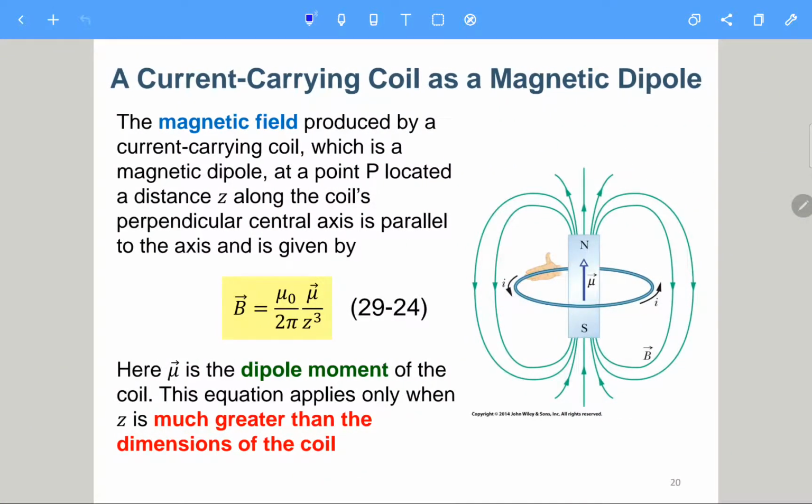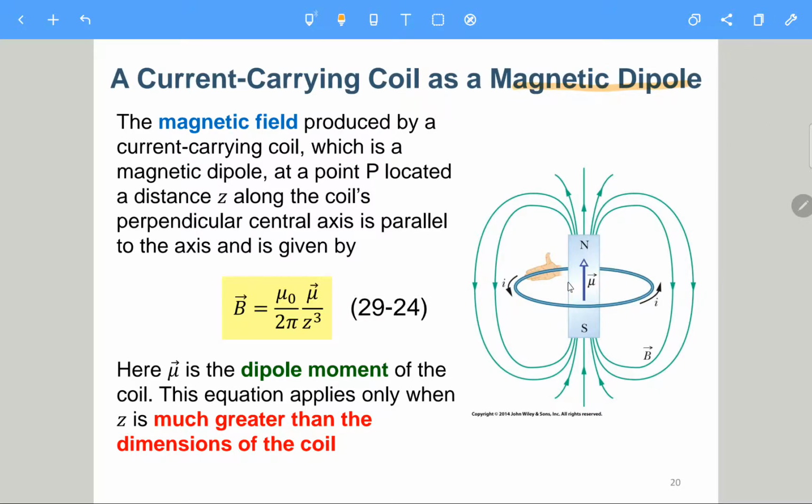Okay, so next we consider a current carrying coil as a magnetic dipole. Of course you know what a magnetic dipole is, and also the electric dipole. As long as they are both called dipoles, they will share some similar equations.